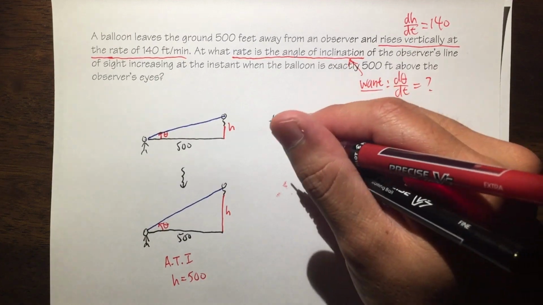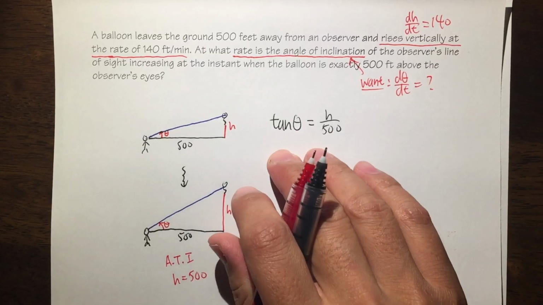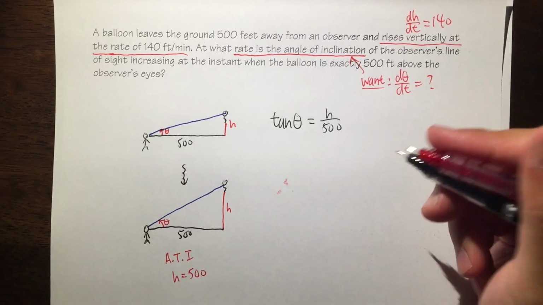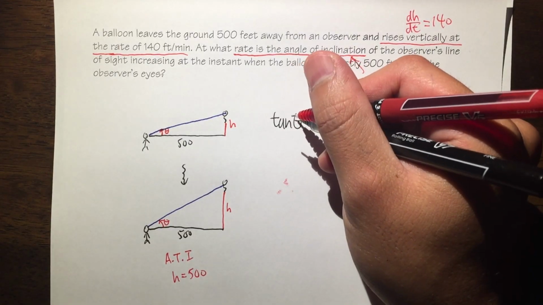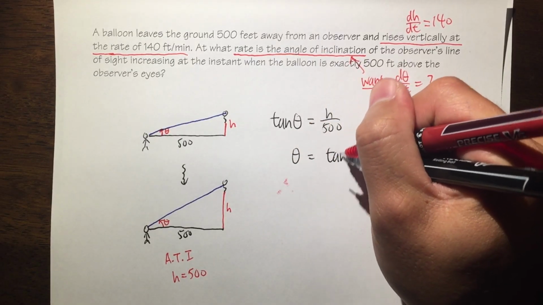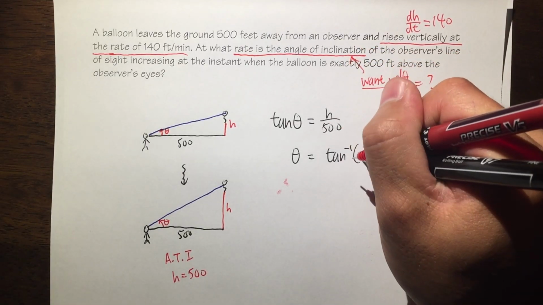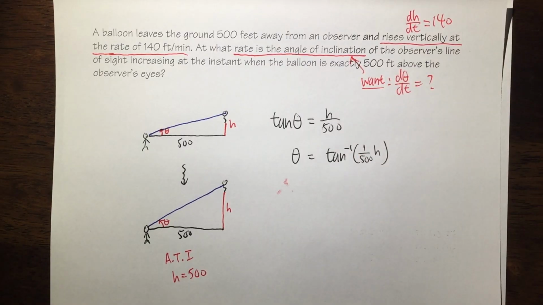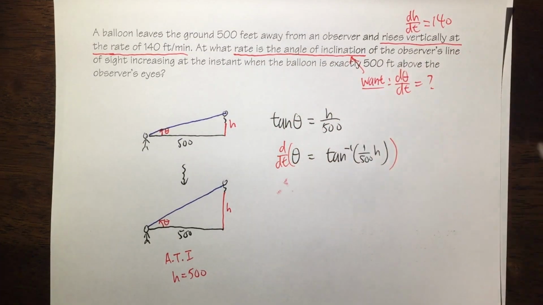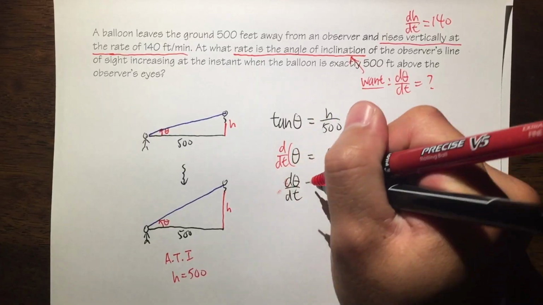And right here, you can go ahead and differentiate this with respect to time. Or if you don't like the original tangent, you can actually take the inverse tangent on both sides. In fact, that's slightly easier in this situation. So let's do that. Let me just say theta is equal to the inverse tangent of h over 500, let me put down 1 over 500 times h, like that. And then I will differentiate with respect to time, because this way, on the left hand side, I get dθ/dt right away.